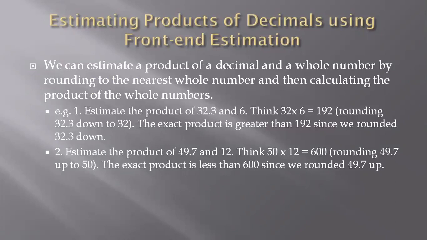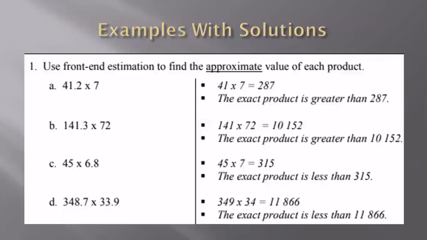Estimate the product of 32.3 and 6. Think 32 times 6 equals 192. Rounding 32.3 down to 32 because the 3 leaves the 2 the same. The exact product is greater than 192 since we rounded down. Estimate the product of 49.7 and 12. Think 50 times 12 is 600. Rounding 49.7 up to 50, the exact product would actually be less than 600 since we are rounding 49.7 up.